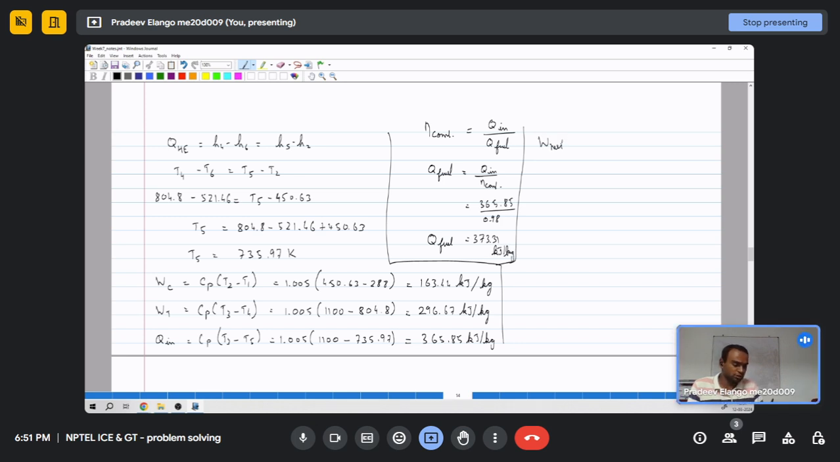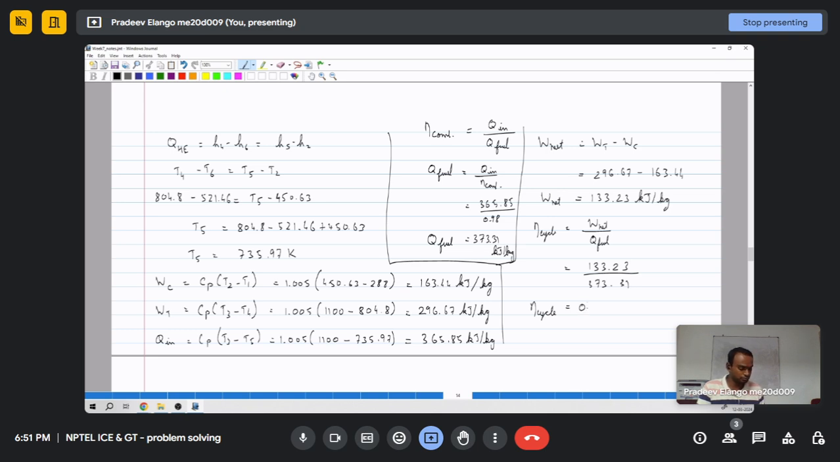Now net work done is turbine work minus compressor work. Turbine work is 296.67, and compressor work is 163.4. So you can calculate the cycle efficiency, that is net work output divided by heat supplied in terms of fuel. So this is 133.23 divided by Q fuel, which is 373.3. So this is approximately 35% efficiency.